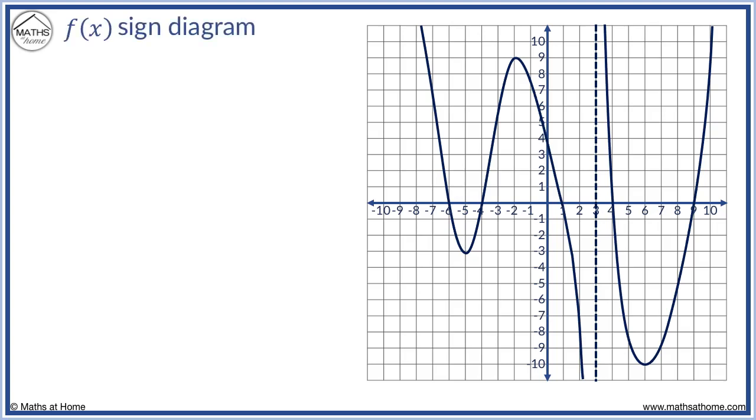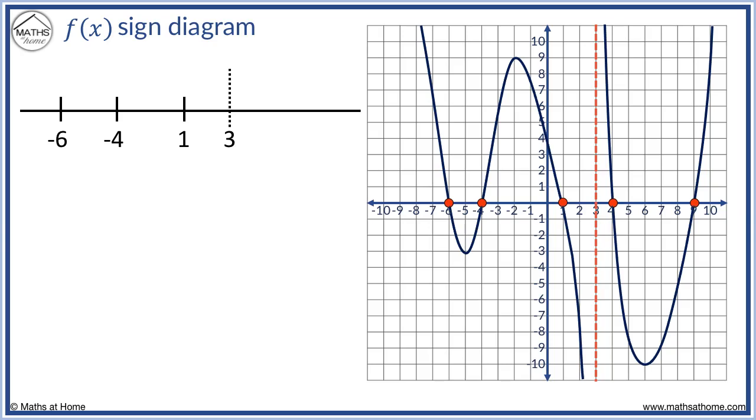For the f of x sign diagram, we mark the x-axis intercepts. These are at -6, -4, 1. Then we have the asymptote at x equals 3. Then we have 4 and 9.